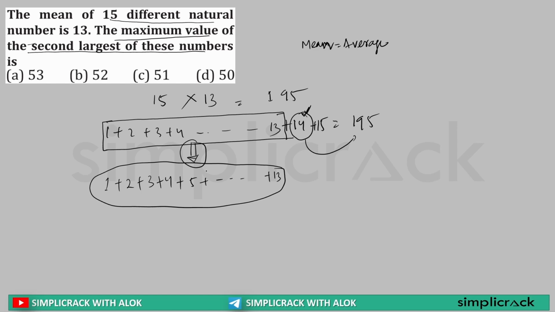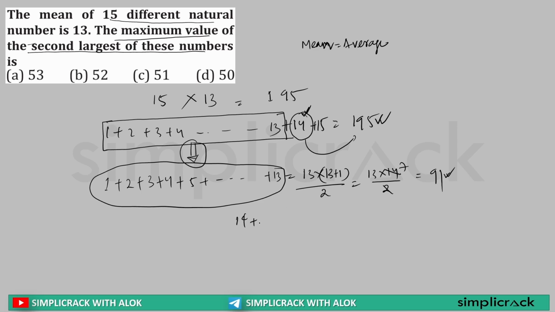Okay, so what is the value of these 13 numbers? Sir, I know it is n into n plus 1 by 2. So it is, sir, 13 into 13 plus 1 by 2, that is equal to 13 into 14 by 2. So 2 7s are 14. 13 into 7 is equal to 91. Yes or no? Yes, sir. Now, the total value of 15 numbers is 195. So the total value of 13 numbers is 91.